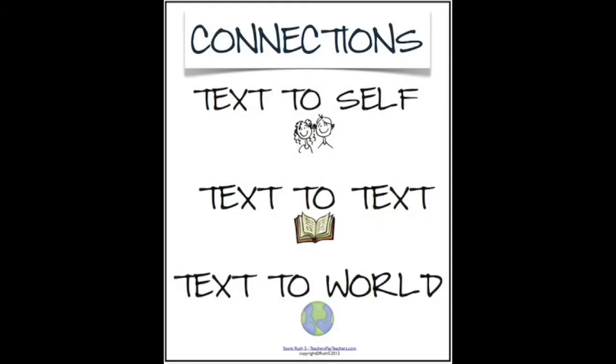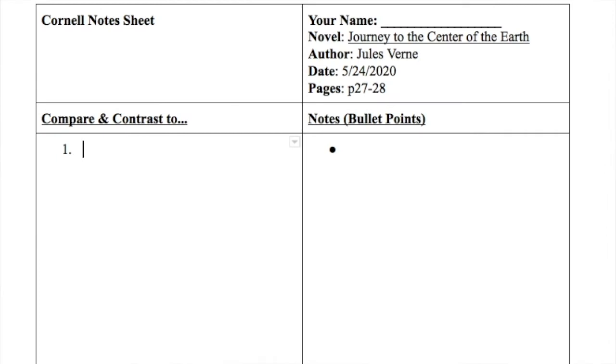Today, we will compare and contrast by playing Tic-Tac-Toe. I'm going to define some common ways to compare and contrast, and you will create a 3x3 playing board. There are more than 9 choices. Comparing and contrasting a text falls into 3 general categories: text to self, text to text, and text to world.